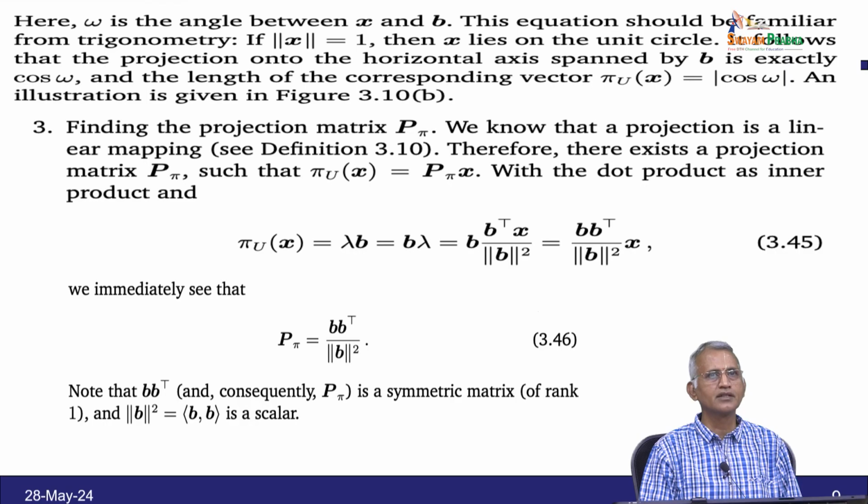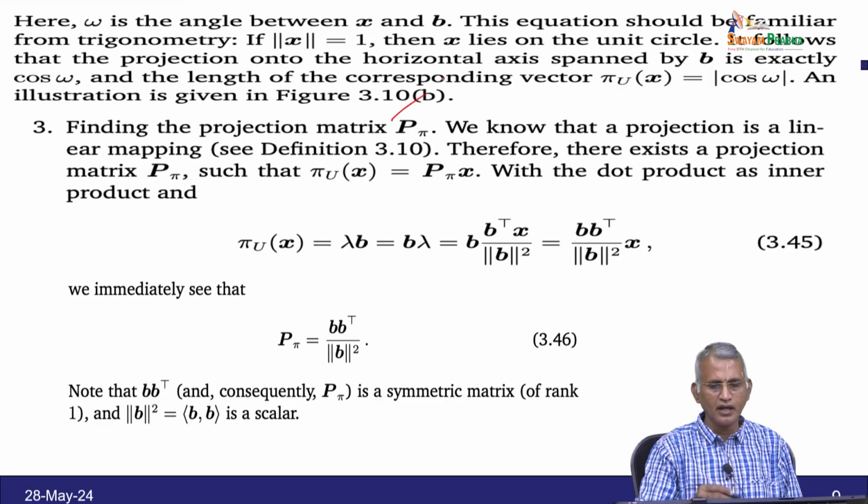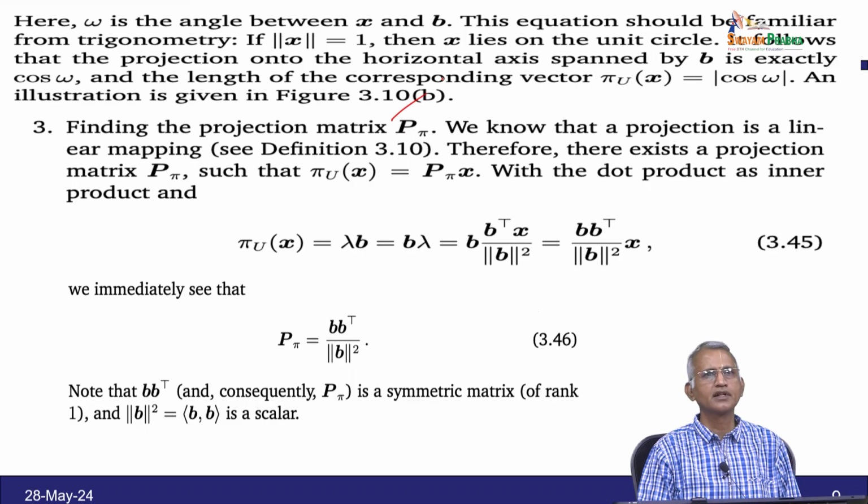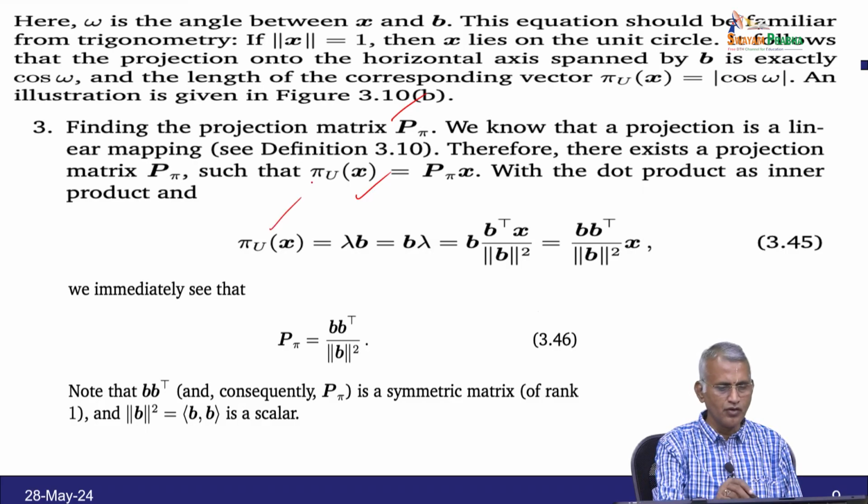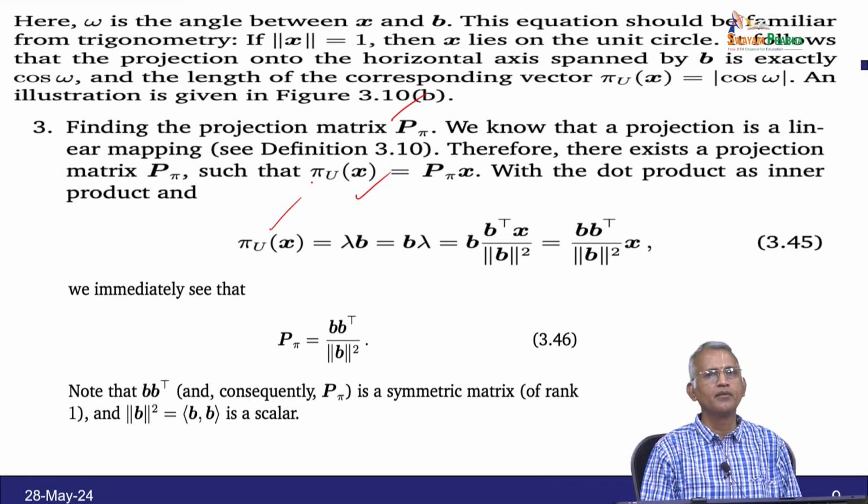So, as an illustration given in the figure 3.1b, the third point says that finding the projection matrix P pi, we know that the projection is a linear mapping, see the definition. Therefore, there exists a projection matrix P pi such that pi u of x equal to P pi x with the dot product as an inner product. Therefore, pi u of x is equal to lambda b, which is equal to b lambda.